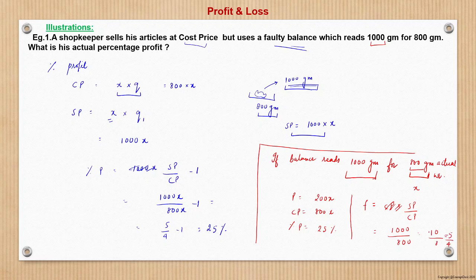So going forward, we will always deal in terms of multiplying factor, because that is easy. Here we easily obtained it's 5 by 4, which is nothing but 25% profit, same as what we had obtained here, right? So now going forward, we will use the multiplying factor concept. That is very easy and intuitive to understand.